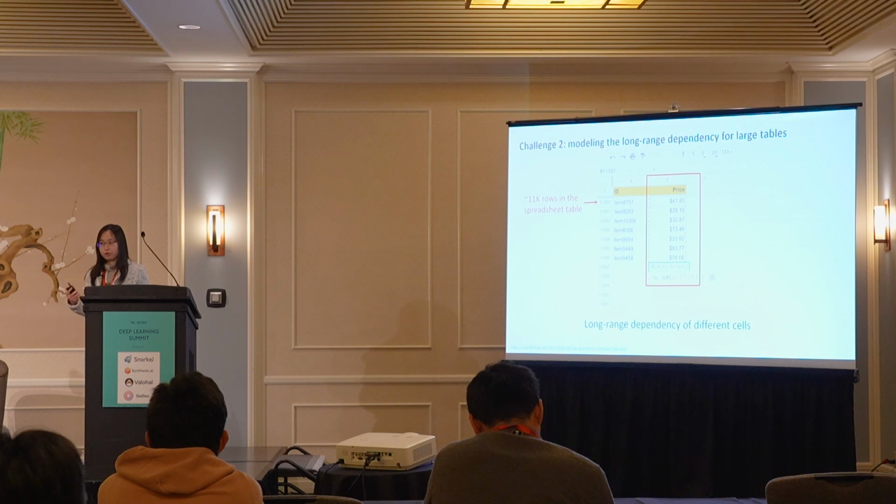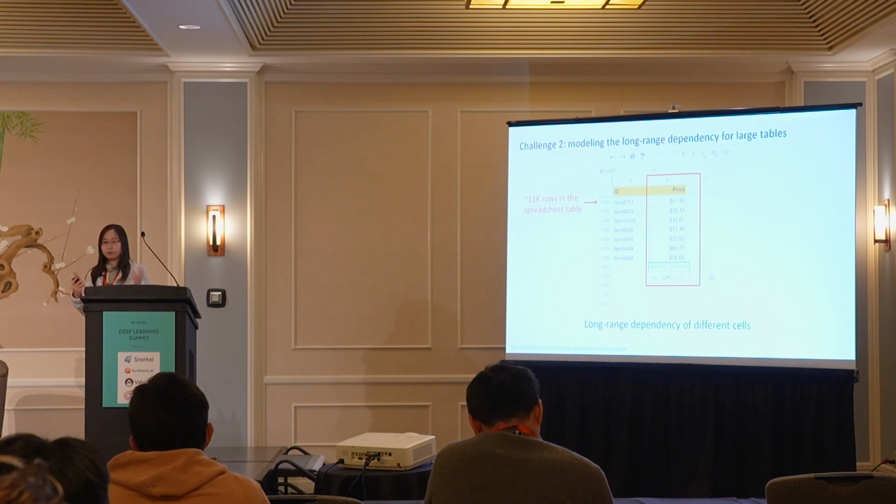The second challenge is to model the long-range dependency. So on the slides, I'm showing an example where there can be over 10,000 rows in a single table. So in this case, it is very important to understand the dependency of different cells, even if they are very far away from each other.